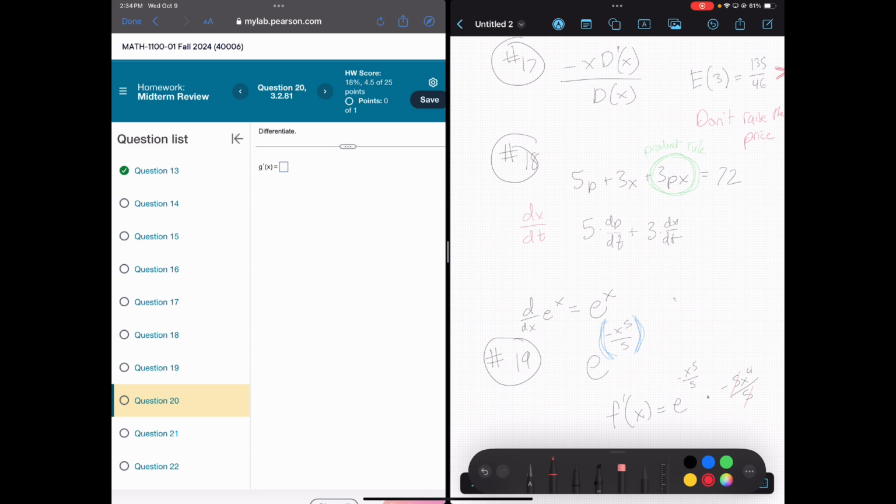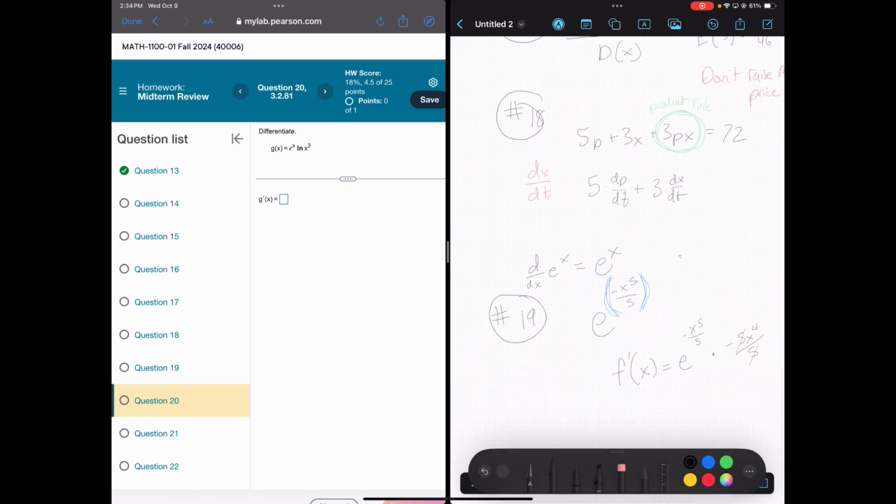This is an important one to talk about, because looking at it, what is this going to require? Product rule. This definitely requires product rule because you have e to the x times natural log of x cubed. But I also have this natural log of x cubed. So looking at that, we might think, oh, this also requires chain rule. Right? Because I have this natural log of x cubed, so I'm going to have to use chain rule here.